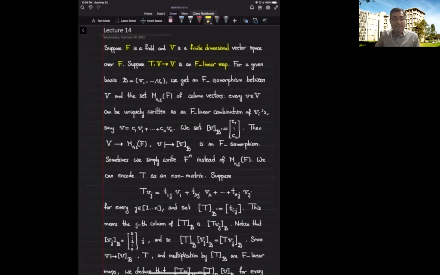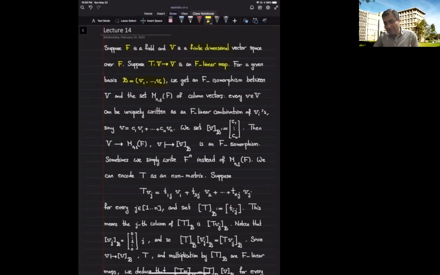Now, for a given basis of this vector space, it's a finite dimensional vector space, so we have proved existence of a basis for finite dimensional vector spaces, and we showed that the cardinality, or the number of vectors, is independent of the choice of basis. We call that the dimension of V over F. So suppose that B is a basis for this vector space.